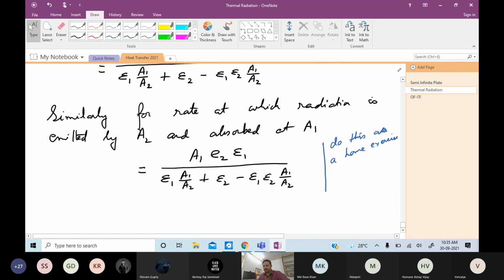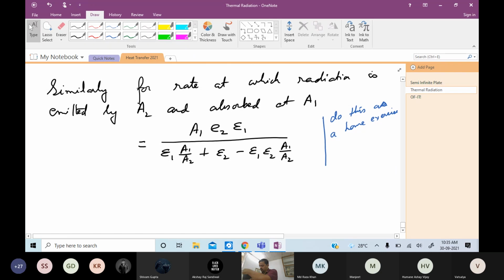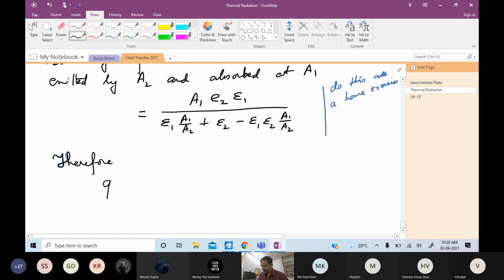So therefore, Q1 to 2. One thing please note: unlike the previous case, here because the areas are different, we are talking about the total heat exchange instead of heat flux. Q1 to 2 would be the difference, so A1 epsilon 2 E1 minus epsilon 1 E2 divided by the denominator.